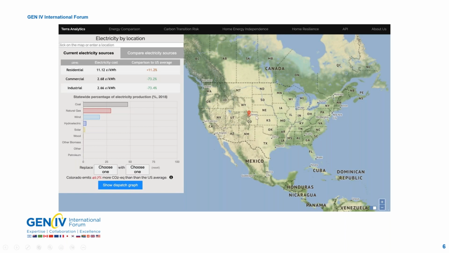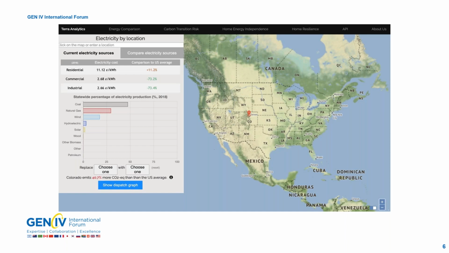This is Colorado, or specifically Boulder, Colorado, where I live. And the interface will allow you to see the cost of residential, commercial, and industrial electricity and how those prices compare to national averages. It'll also allow you to see where the state of Colorado gets its electricity from.